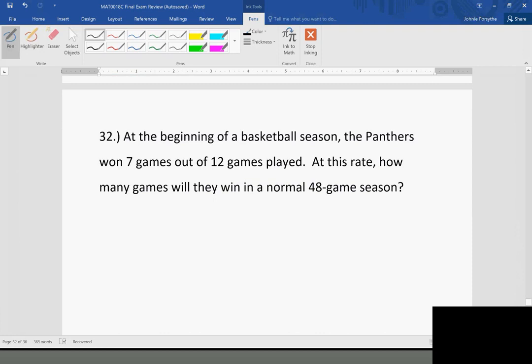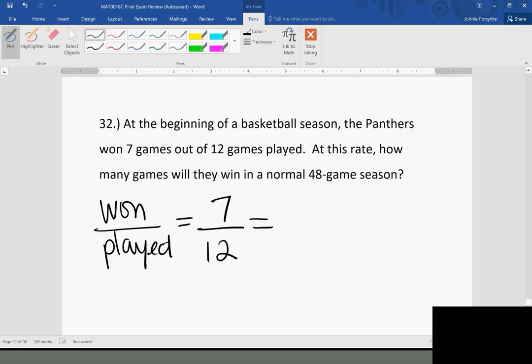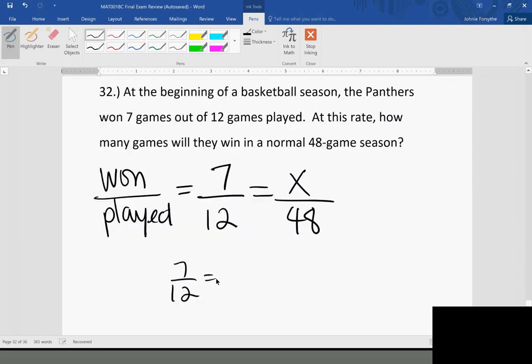Okay, 32. At the beginning of a basketball season, the Panthers won 7 games out of 12 games played. At this rate, how many games will they win in a normal 48-game season? So we can set up our proportion to be games won over games played. So the first one would be 7 games won out of 12 games played. At this rate, how many games will they win? We don't know, over 48 games. So let's see, we have 7 over 12 equals x over 48.